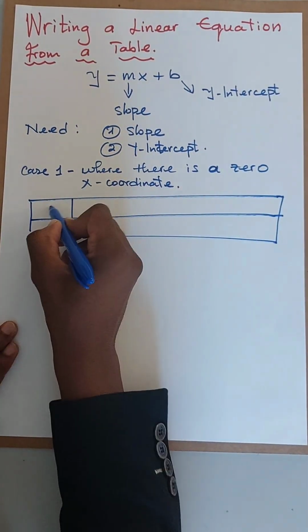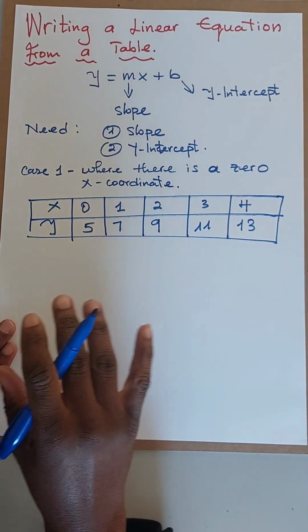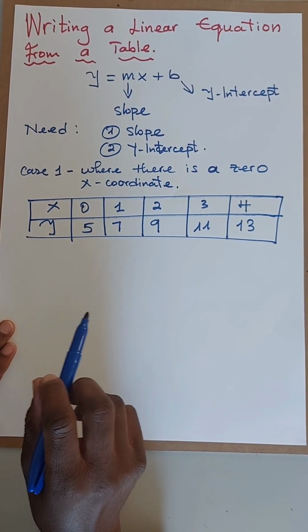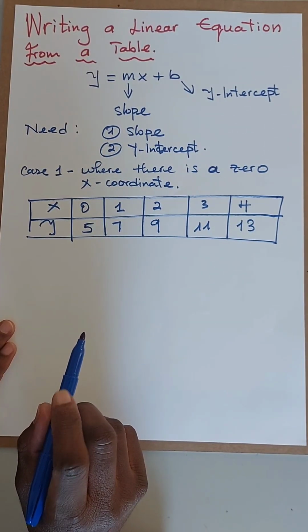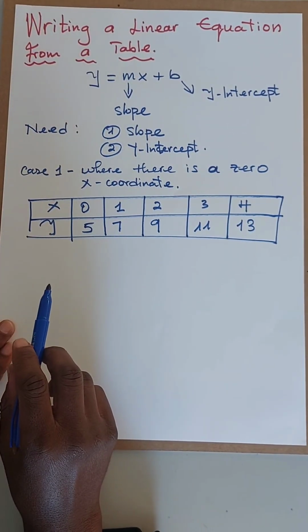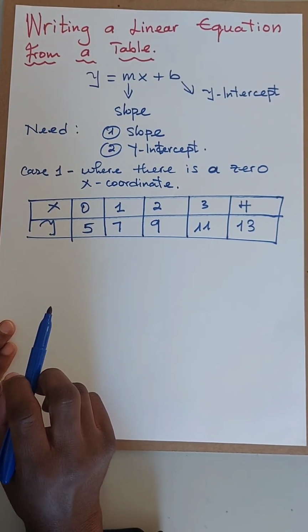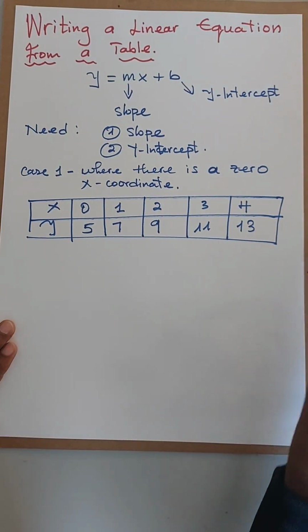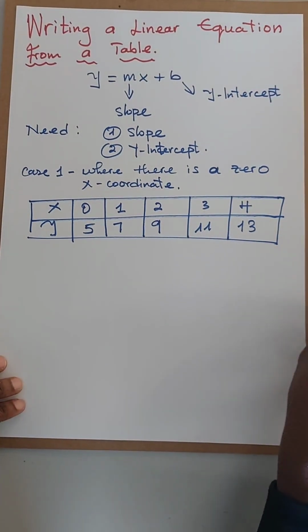with values of x and y. So we want to write a linear equation to model this table. There are two things we need. We need the slope and the y-intercept. Now, in this first case, the y-intercept is the number whose x coordinate is 0. So on a table where we identify an x coordinate of 0, the y coordinate is the y-intercept.